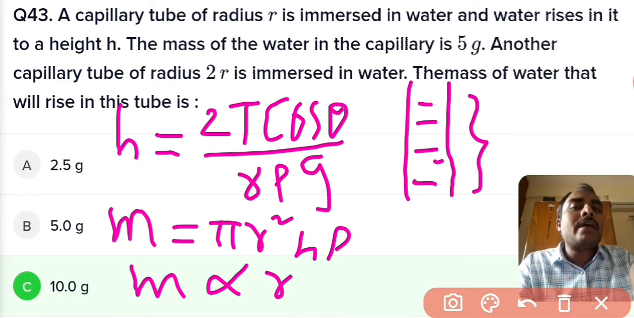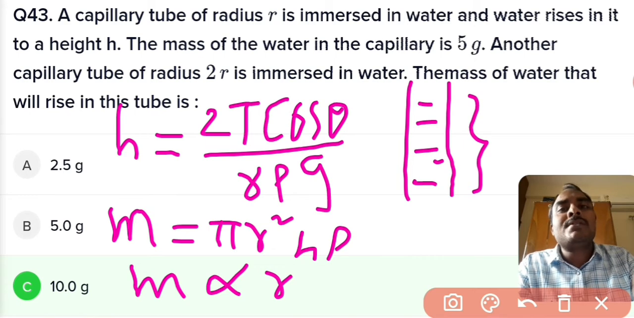First case mass is given 5 gram, now in second case mass is 10 gram. So C option is the correct option.